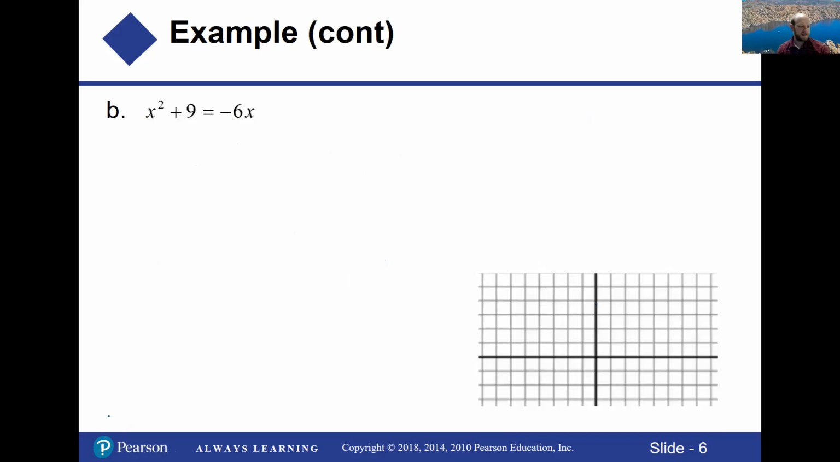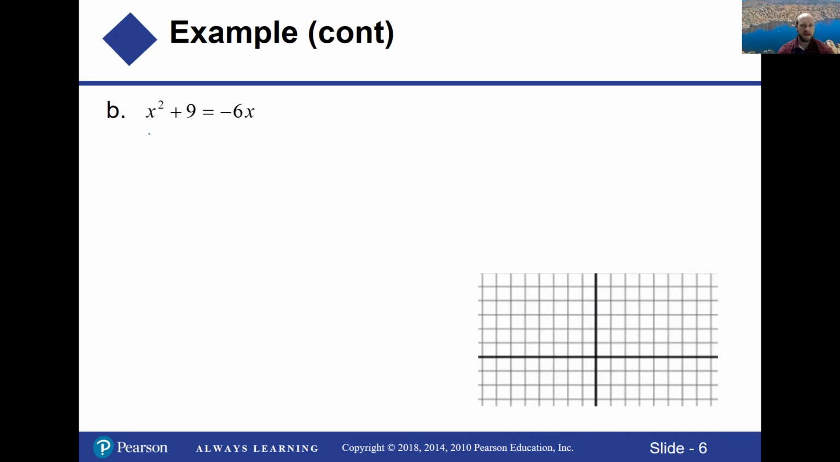So let's go on to the next example. So we're going to solve this one. We're going to try to do it symbolically, numerically, and then graphically. So to solve this quadratic symbolically, what I need to do is make it look like ax squared plus bx plus c.